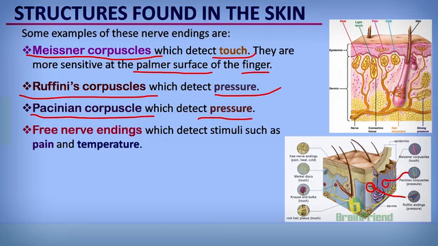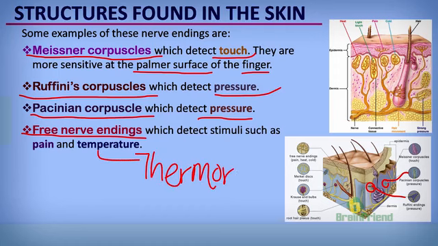Then we have a group of other nerve endings that are described as the free nerve endings. The free nerve endings detect pain. They detect the presence of chemicals. They also detect changes in temperature. So we have those that detect changes in temperature. These ones are called thermoreceptors. So when you hear of thermoreceptors, just remember that they are also part of nerve endings.